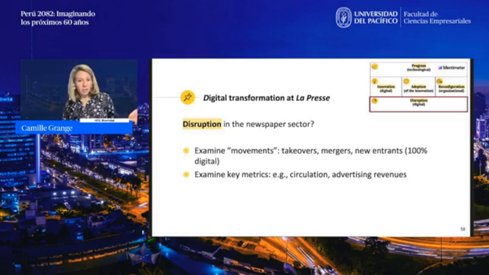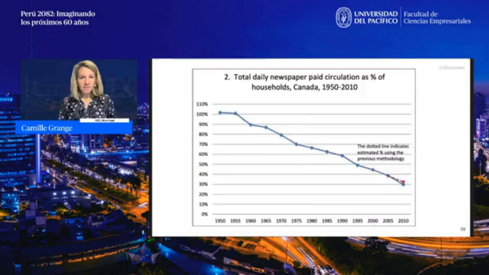Paid circulation has been non-negligible, but in fact, it mostly served to defray the heavy cost of creating and distributing the physical product. So for La Presse, for example, before 2010, advertising revenues accounted for about 65% of their revenue. Let's look at a few graphs on KPIs.